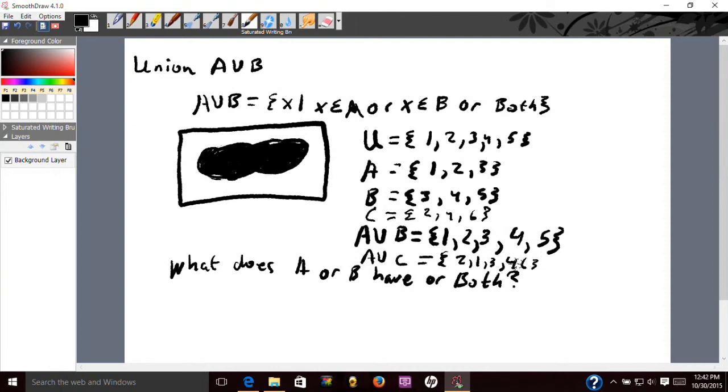Uh-oh, what's going on here though? 6 is not included in our universal set. So this can never exist in the first place. My bad, guys. Hope some of you caught that. But you guys understand the concept, I hope. Alright, well, that's unions for you.